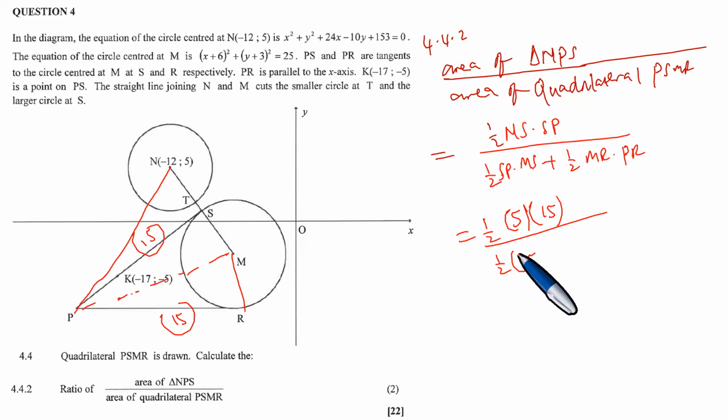Okay. And NS was determined to be 5. Right, SP is the 15 we got, but it's also equal to PR, which is 15. So yeah, it's also 15. What is MS? It's 5. What is MR? 5. PR? 15.